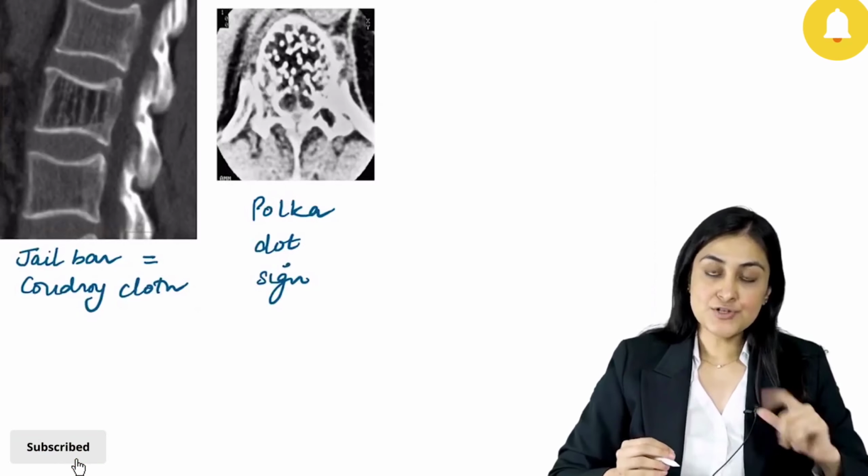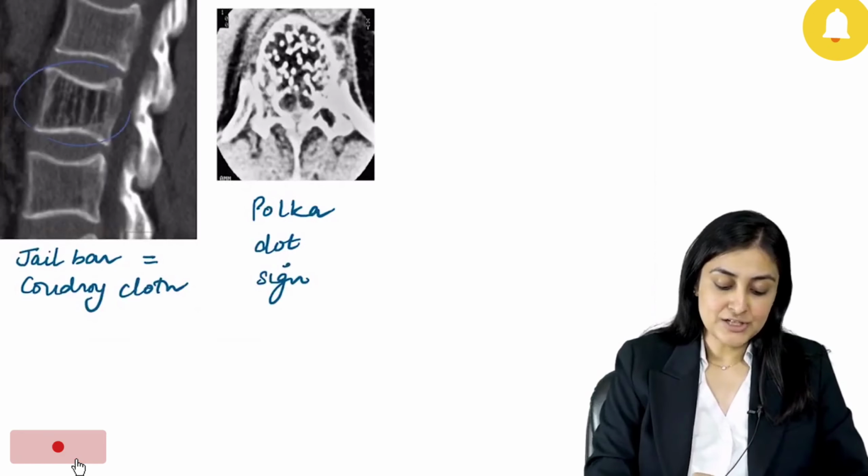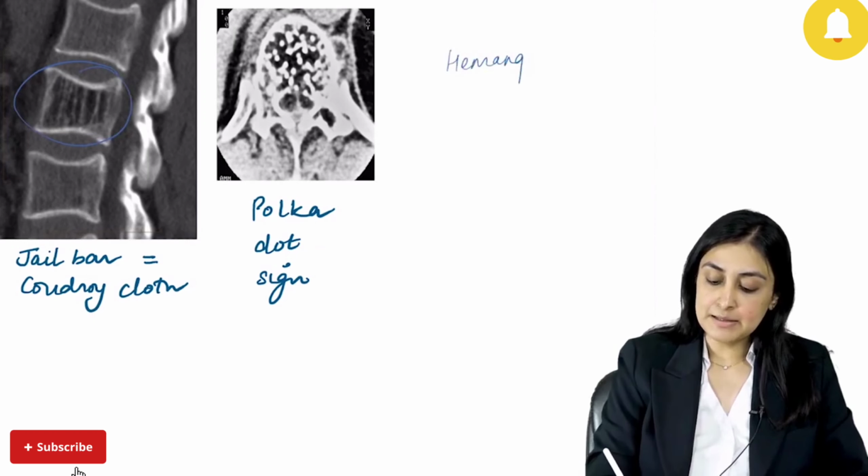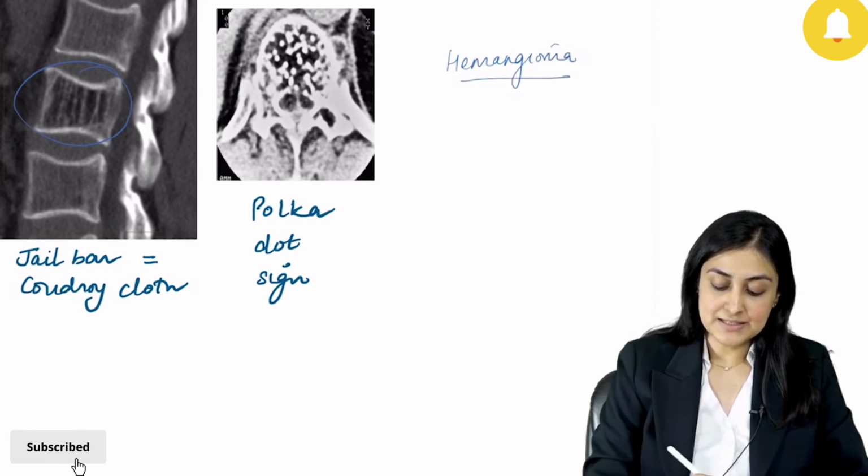Now, looking at the vertebrae, remember the most common benign lesion of the vertebral body is the spinal hemangioma. Here we will see these two signs.